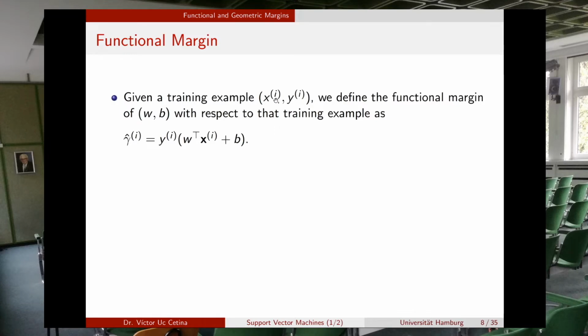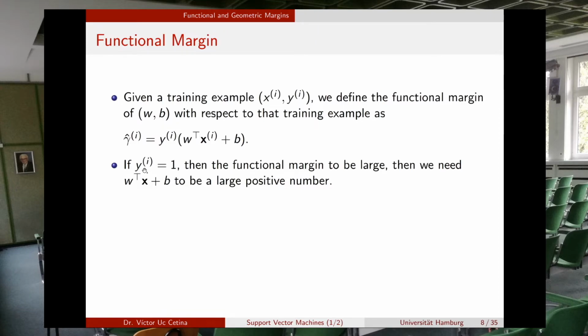Some important points here are: first, this i is not an exponent, it's an index. So here we're talking about example i, where we have the input x and the output y. Then the letter we're going to use for the functional margin is gamma with a circumflex. In this case, we're defining the functional margin for one example i, and that margin is simply the product of the label for that example i. And if you remember, labels could be only -1 or +1. And here is just the evaluation of our model on that example i.